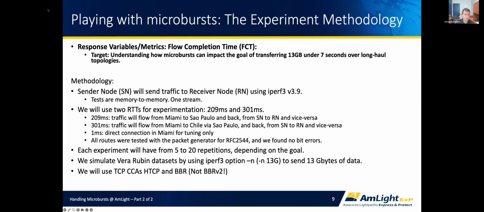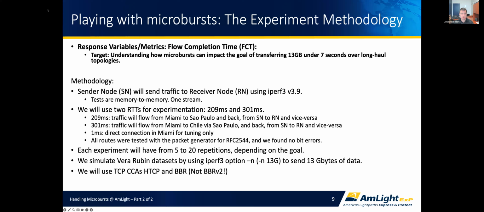We're going to have 2 nodes, a sender node and a receiving node. We're going to be using iperf for that, just memory to memory, one stream. We're going to have 2 RTTs for experimentation. We don't have a way of creating an RTT in our topology that is exactly the 220 milliseconds. So we created 2, one for 209 and one for 301 milliseconds.